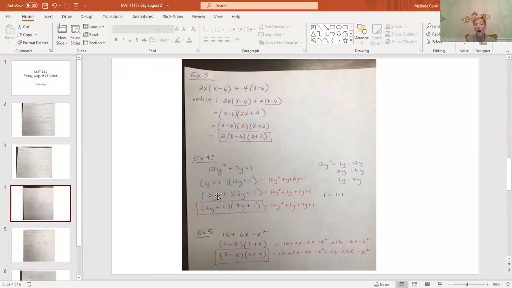Okay, now you can pause the video and multiply that up and see if you get that. And you can pause the video and try it yourself and multiply that up and make sure you get this. See, 3y times 4y is 12y squared. Then 3y times 1 is 3y. 1 times 4y is 4y, and 1 times 1 is 1.